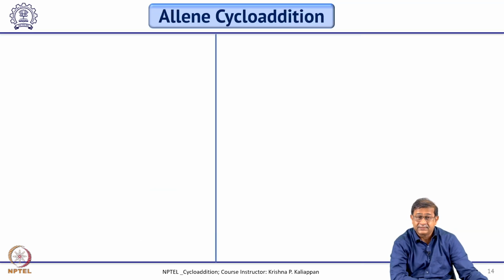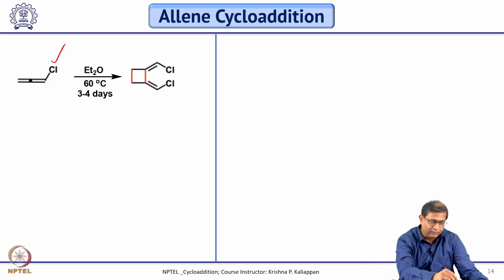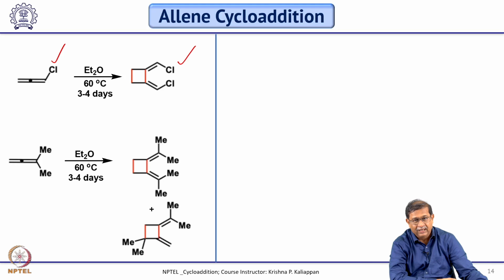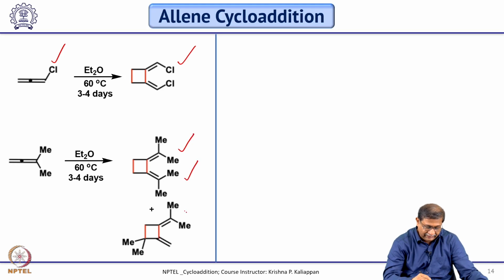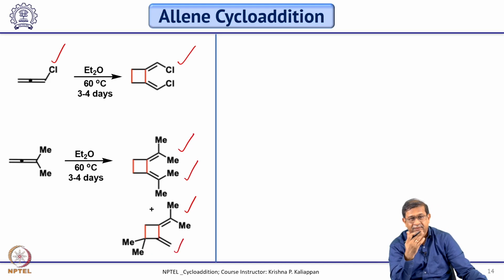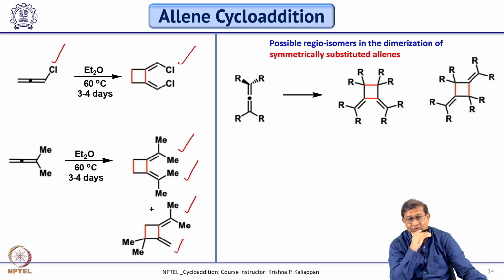Like ketene, allenes can also undergo 2+2 cycloaddition. For example, if you take this chloroallene and leave it for 4 days, it can give a very interesting cyclobutane with 2 exocyclic double bonds, and there is a possibility that it can give either head to head or head to tail. The 2+2 cycloaddition can be either head to head or head to tail if it is a symmetrical allene. And if it is not symmetrical, then the chances are that you can get 4 different isomers.